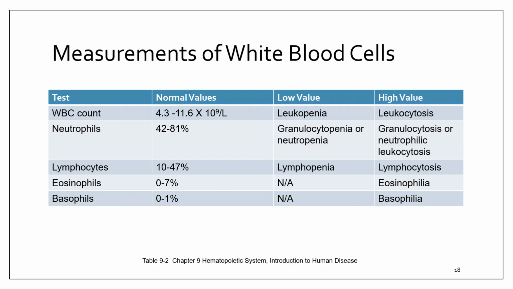So we have total white blood cell count. This is how busy the immune system is overall. Normal white blood cell count falls within a pretty wide range. Low white blood cell count equals leukopenia. High white blood cell count equals leukocytosis. This tells you something is happening, but not what. That's why the differential matters. Total white blood cell count is like knowing how many people are in the building, not who they are.